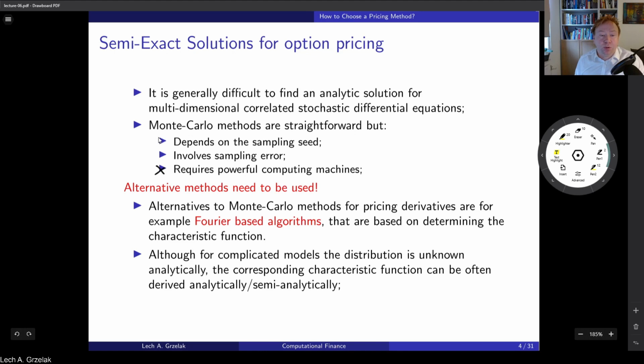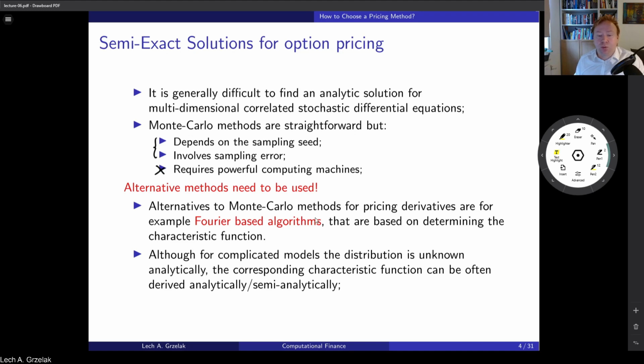However, these two, so sampling and the randomness effect, this is something that you have to learn in this course: how to look at it and how to control it, how to improve the convergence. This is very, very important. There are also alternatives, yeah. So alternative methods need to be used.